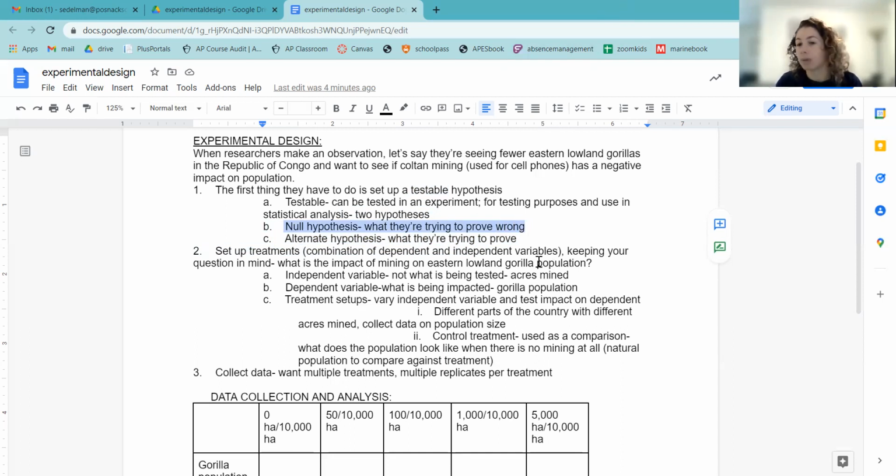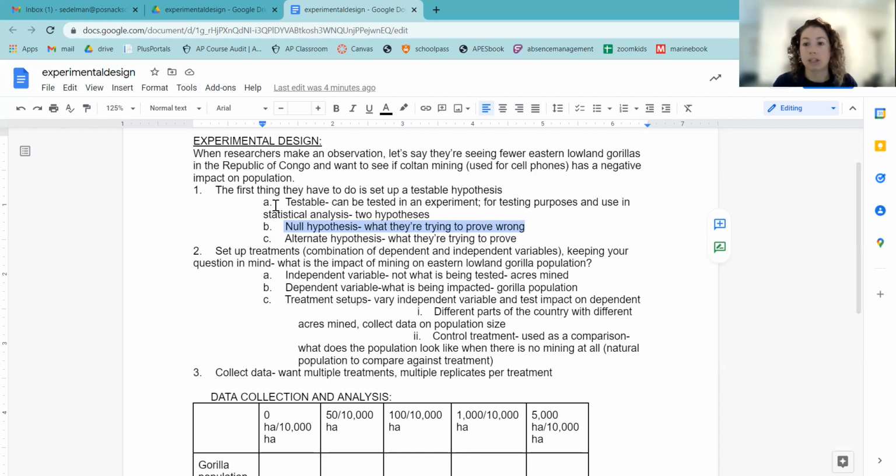So for the light and plant example, you would say light has no impact on plant growth. That's what you're trying to work against. So here for our mining and gorilla population, the null hypothesis could be that mining has no impact on gorilla population. And our alternate hypothesis would be mining has a negative impact on gorilla population. And so we could use those two hypotheses when we set up our statistical tests. And if you're taking statistics now or you're going to take statistics later, you'll get to see how that all works out. So now we've got our hypotheses.